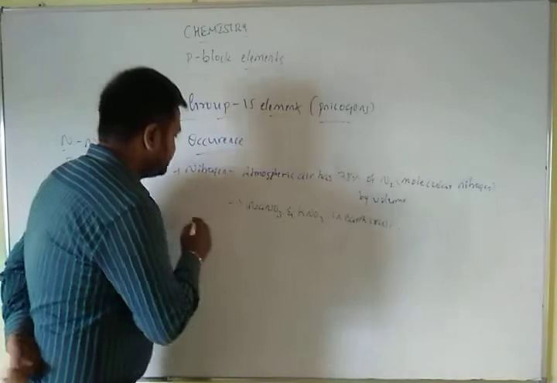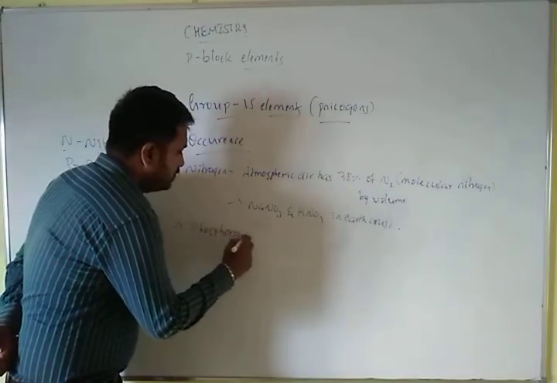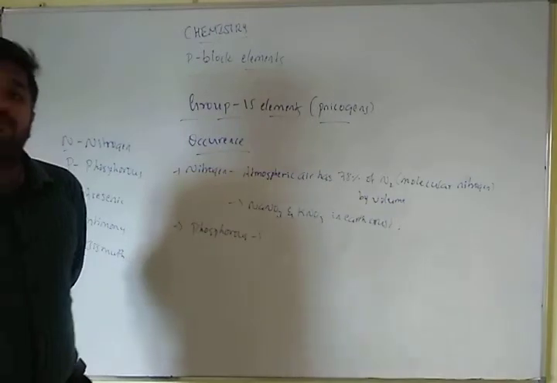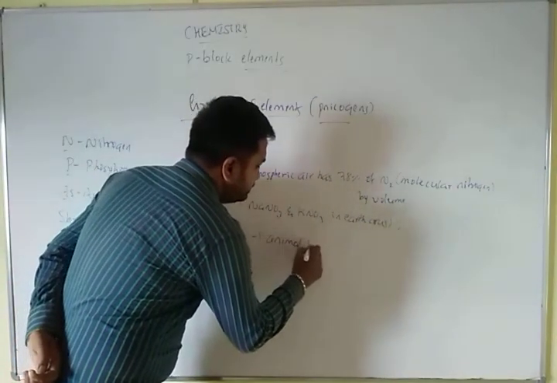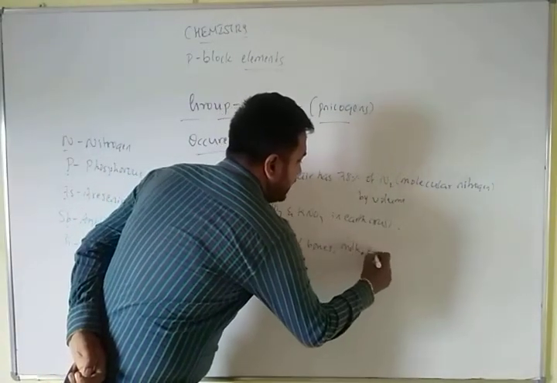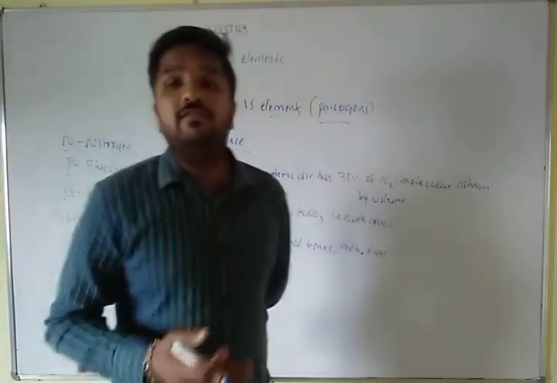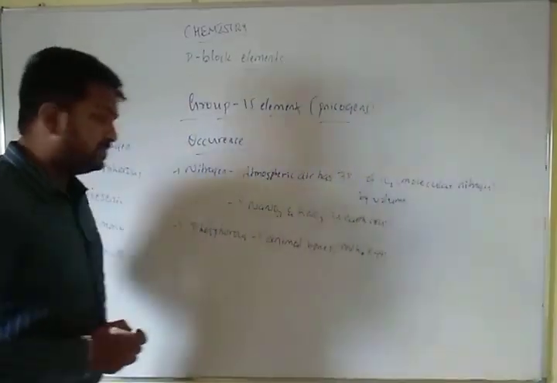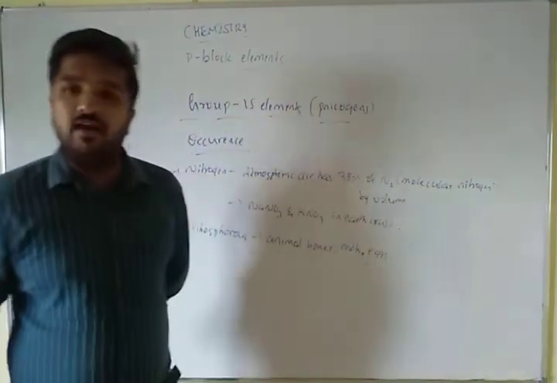And coming to phosphorus now, where do you find phosphorus? Phosphorus is present in animal bones, milk, and eggs. So if you have weaker bones, the doctor will advise you to take more phosphorus, because phosphorus is present in animal bones, milk, and eggs.